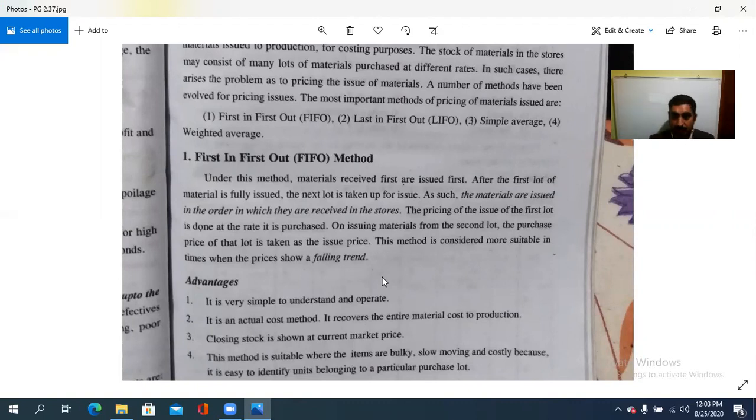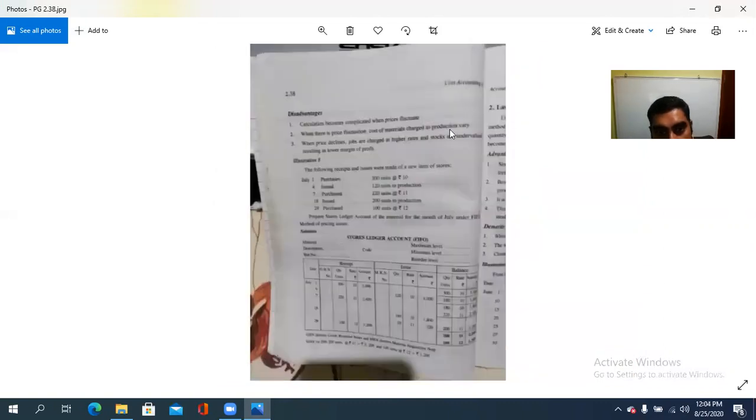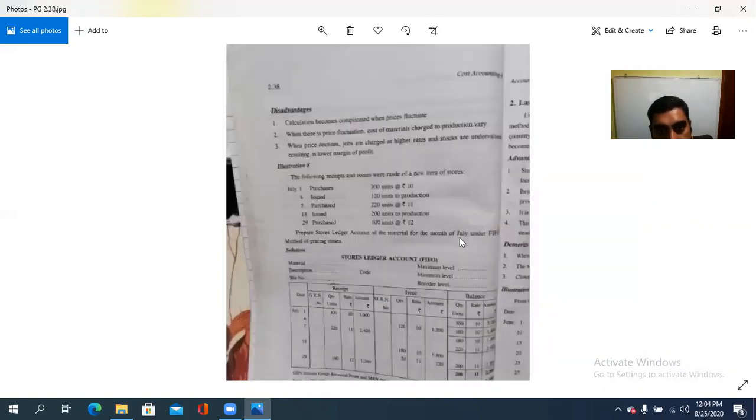Therefore, on issuing, the pricing of the issue of the first lot is done at the rate at which it was purchased. On issuing the materials from the second lot, the purchase price of that lot is taken as the issue price. Therefore, this method is considered more suitable when prices show a falling trend. So we will look into the problem part with regard to the FIFO method.